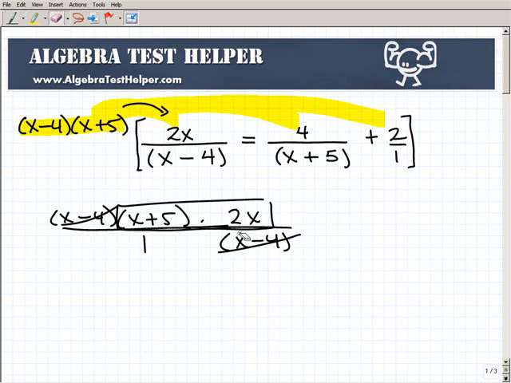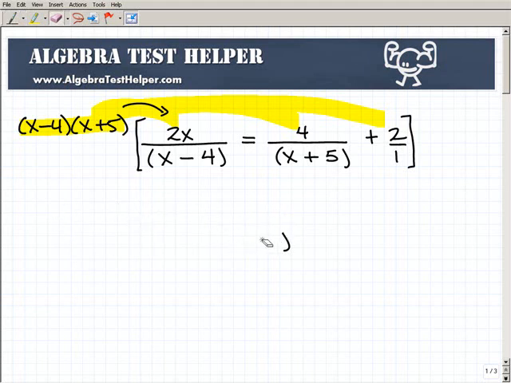So let me go ahead and erase this. I apologize in advance if you're already lost; you might want to jump over to our site and look at some easier problems. We're going to be doing a lot of steps here pretty quickly. Okay, so back to the problem. The first one: the x minus 4 cross cancels, so we're left with 2x times x plus 5.